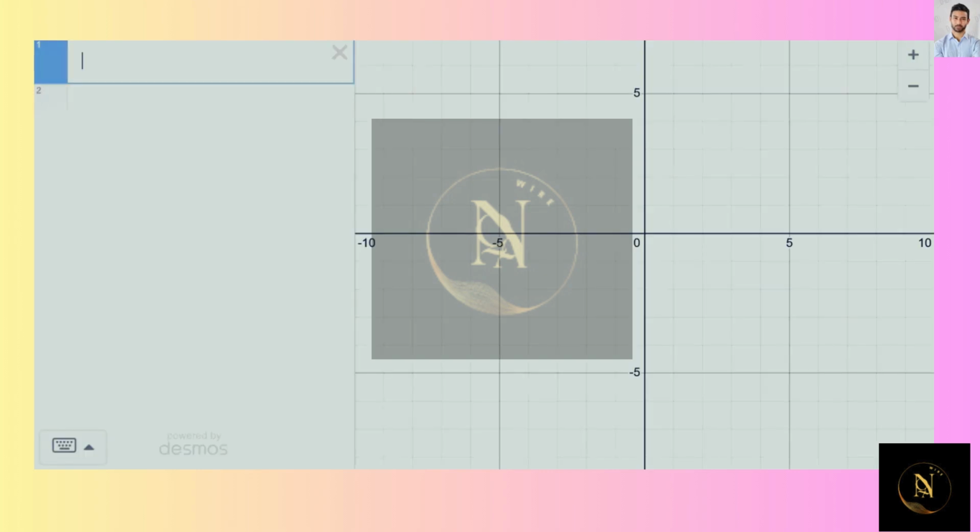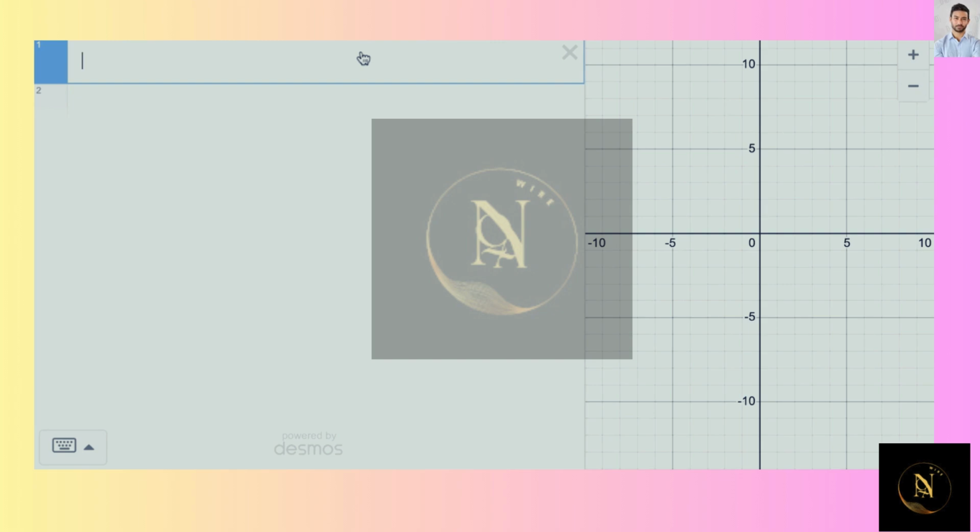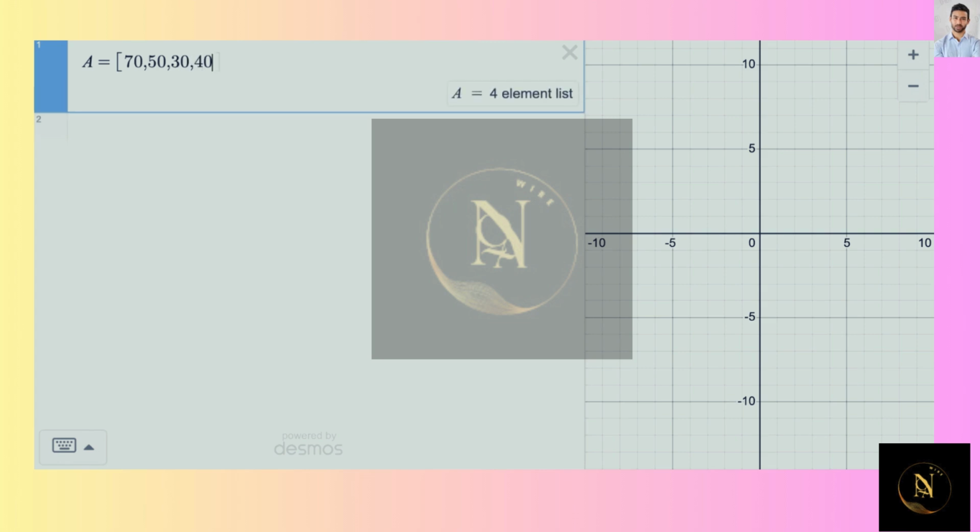So we have the fastest recorded speeds of various large wild cats in miles per hour. I'm going to go to the Desmos graphing calculator and create a list. I'm going to call it A. We can make a list by just using a square bracket. And so that's 70, 50, 30, 40, 35, 30, 30, 30, 40, and 15.